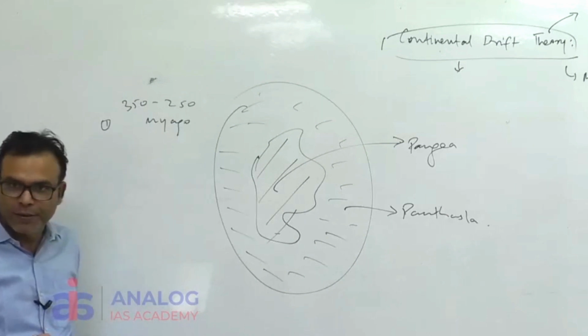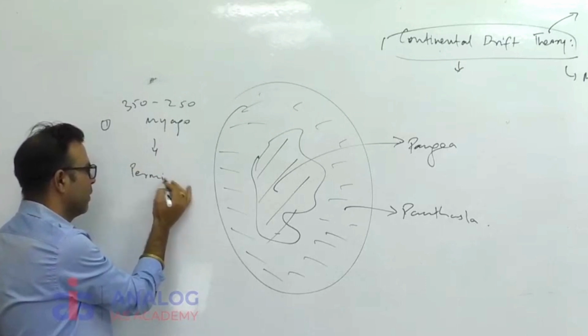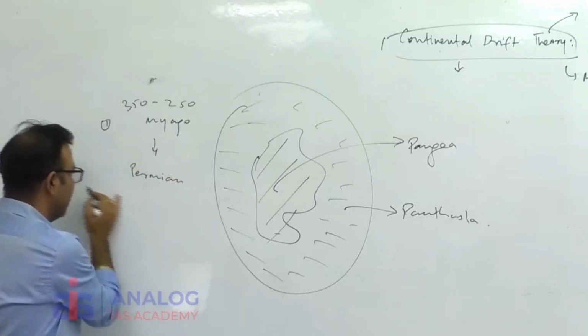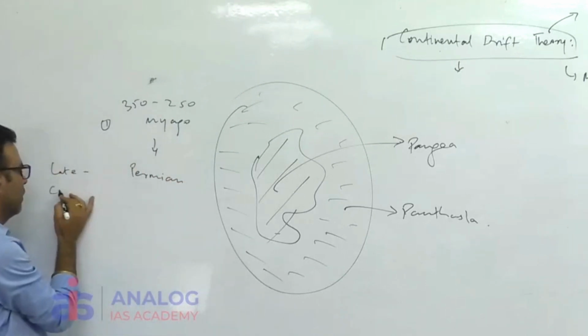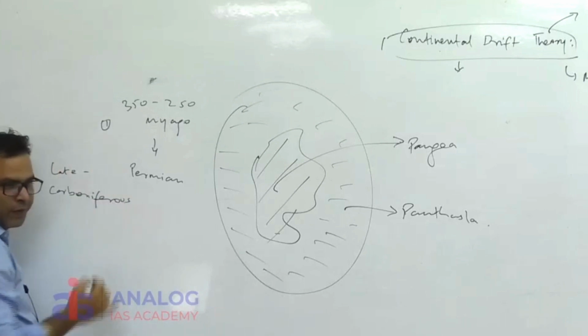First, stage 1 is cleared. So this phase is called what? Permian phase. Permian. It started with the late Carboniferous. Please, this is the name.